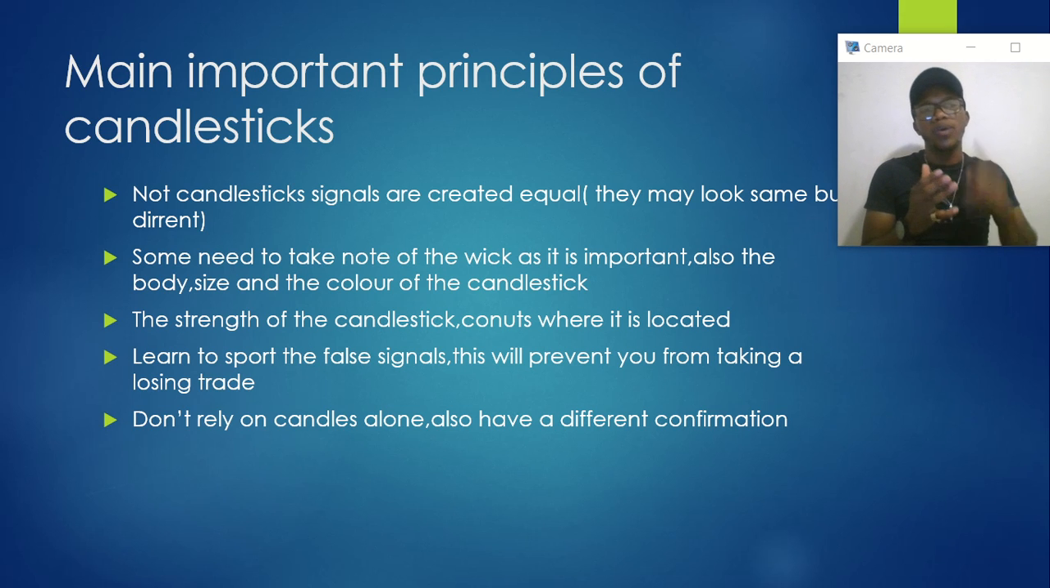There are candlesticks whereby you observe the wicks. There are candlesticks whereby you observe the body. There are candlesticks whereby you observe the size, and there are candlesticks whereby you observe only the color. So all these things are important. You apply them simultaneously in the market.